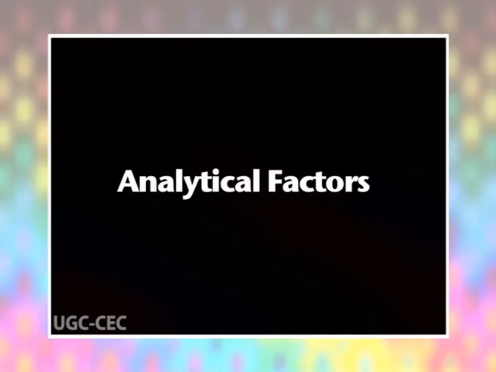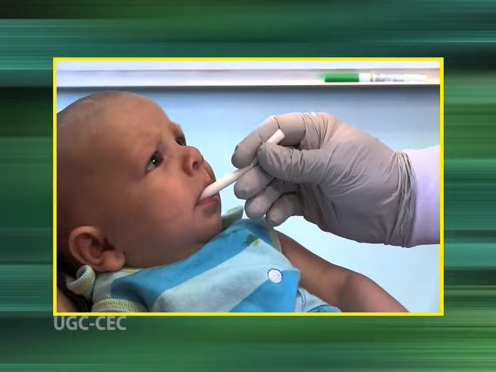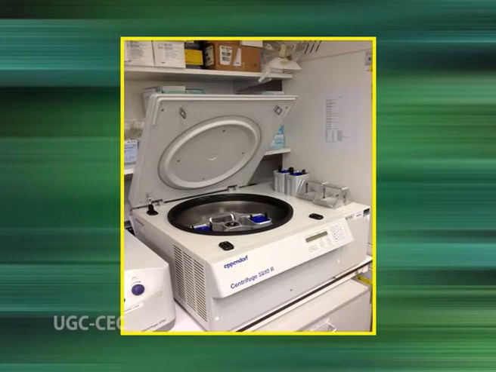Ethanol is neither ionized nor protein bound and, due to its low molecular weight and lipid solubility, rapidly diffuses into the saliva. Now let's discuss analytical factors. Saliva can be collected with or without stimulation. Saliva samples should be collected after thorough mouth rinsing, centrifuged to remove debris and frozen immediately.